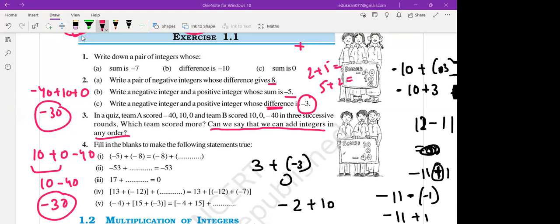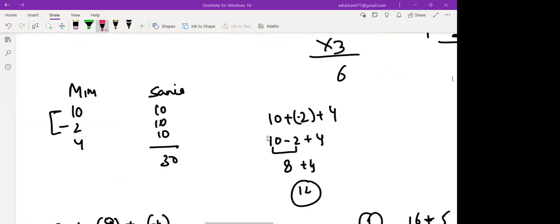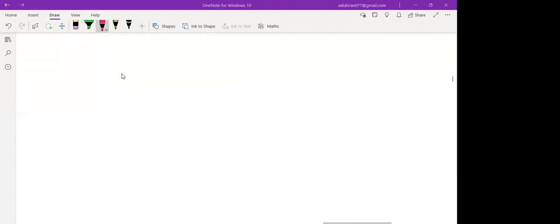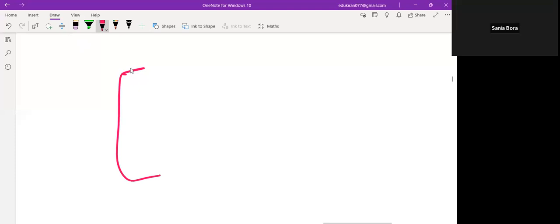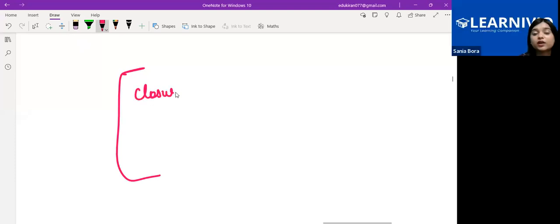Teacher, is it commutative property? Commutative property. What about others? Forgot, ma'am. We discussed three properties, right? First one was the closure property. Closure property says even if you add, for example, integers plus integers, the answer should be an integer, right?